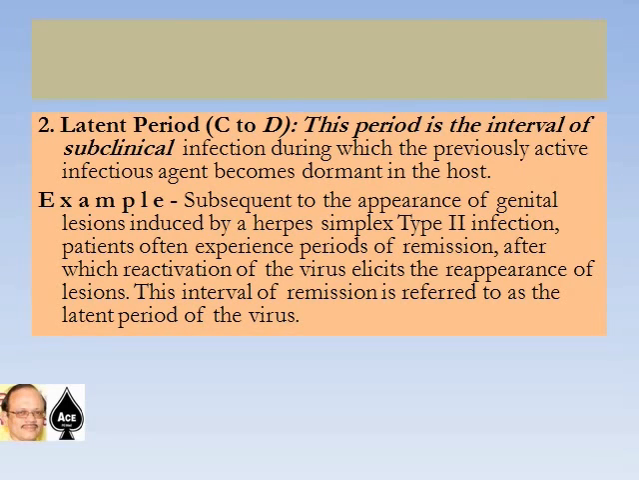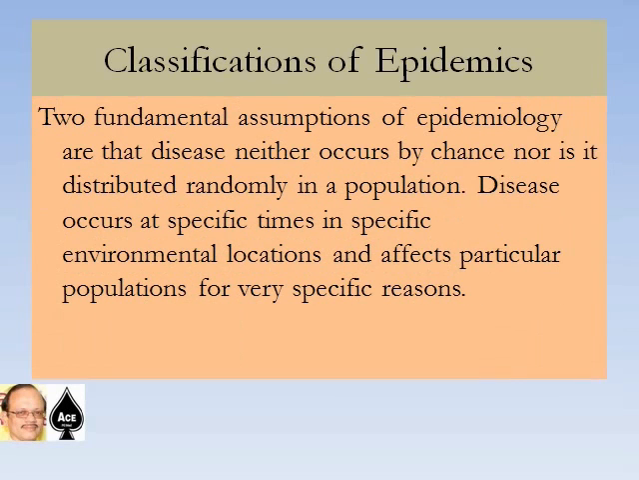The latent period is C to D. This period is the interval of subclinical infection during which the previously active infectious agent becomes dormant in the host. Example: subsequent to the appearance of genital lesions induced by a herpes simplex type 2 infection, patients often experience a period of remission, after which reactivation of the virus elicits the reappearance of the lesions. This interval of remission is referred to as the latent period of the virus.